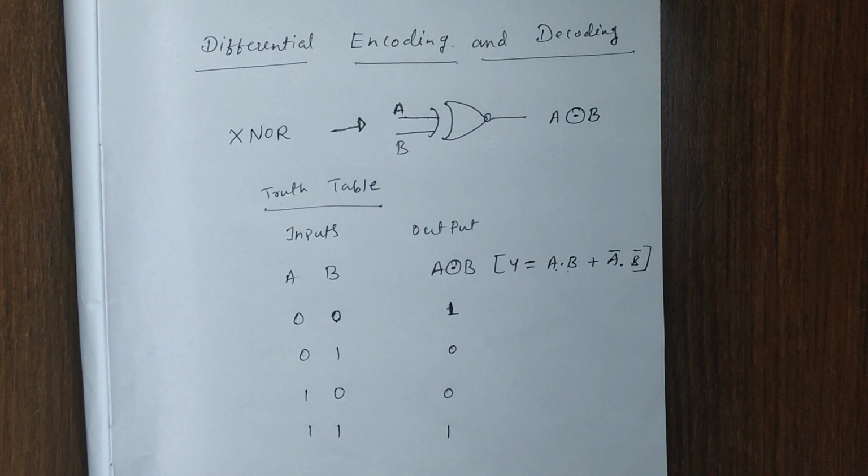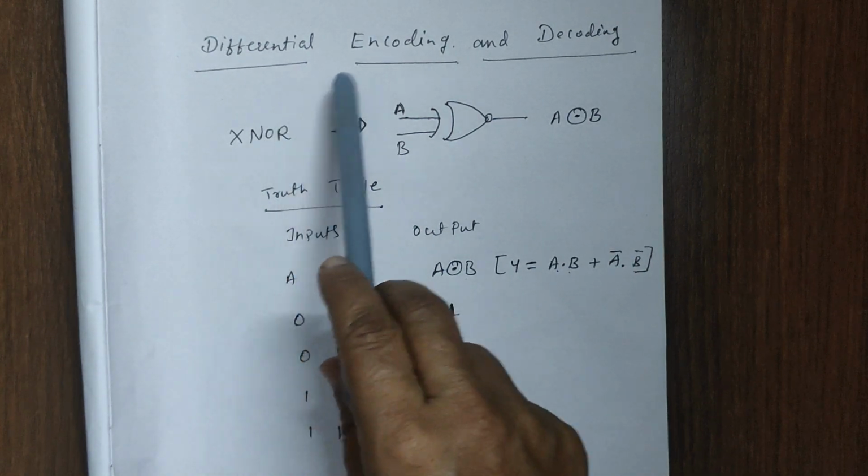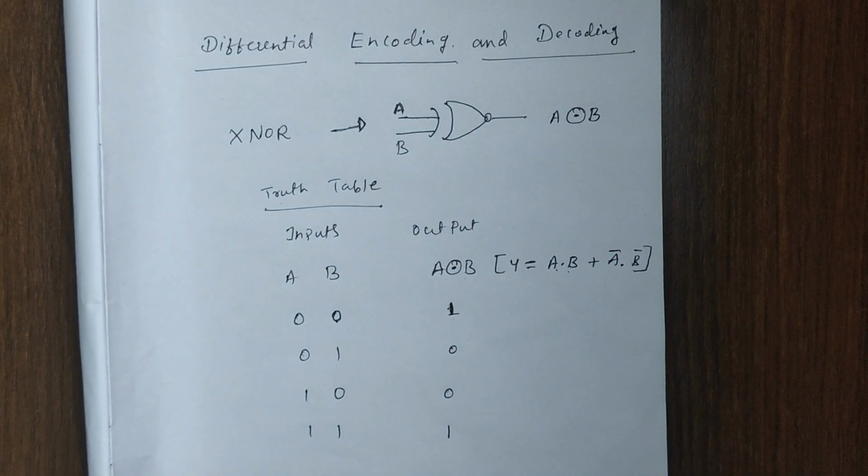Hello everyone. Today we will be learning differential encoding and decoding. Differential encoding is one of the encoding techniques used in communication systems. In differential encoding we are using the XNOR operation. Let us know the XNOR operation.